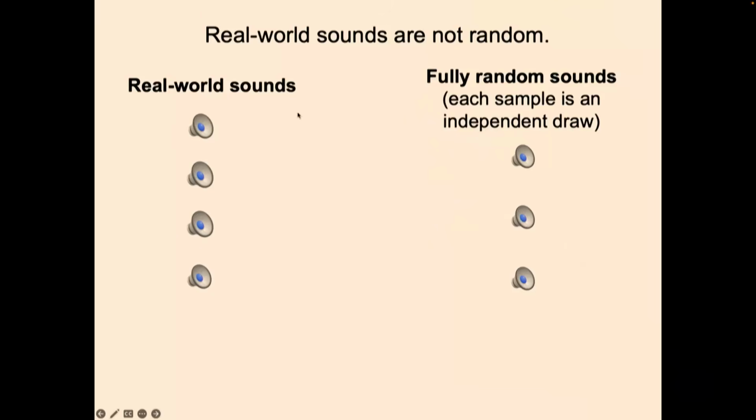Well, I think the crux of the issue is that the sounds that occur in the real world are not random. This is a brief demonstration of the fact that sounds in the world are not random. So here are some real world sounds. Okay, so those are just sounds that you might hear in your everyday life.